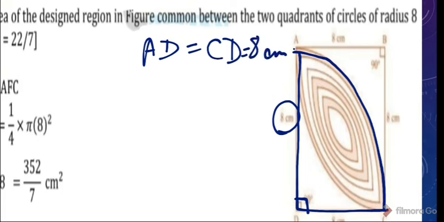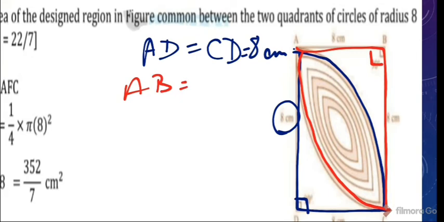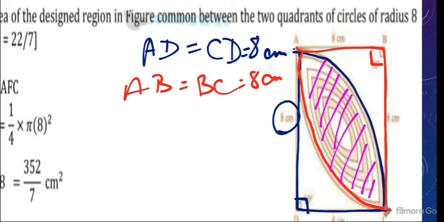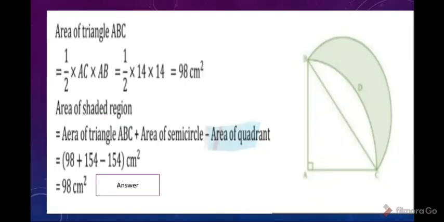And this one is another quadrant. This B angle is 90 degree. Again AB is equal to BC is equal to 8 centimeter. Okay, there are two quadrants, one is blue one, another one is orange one, and you have to find the area of this design. Okay, so now let's check the solution.